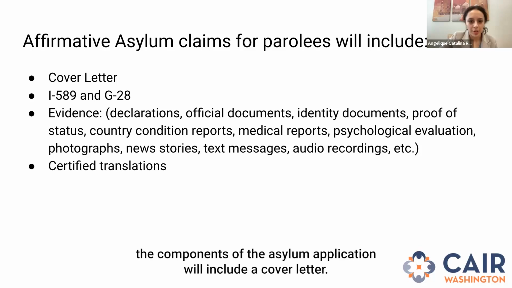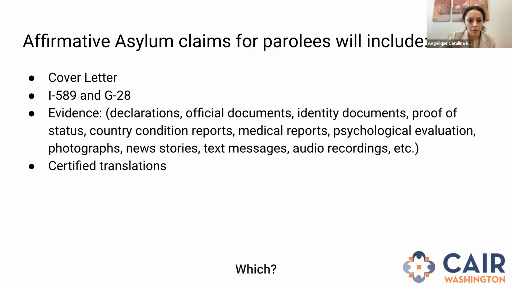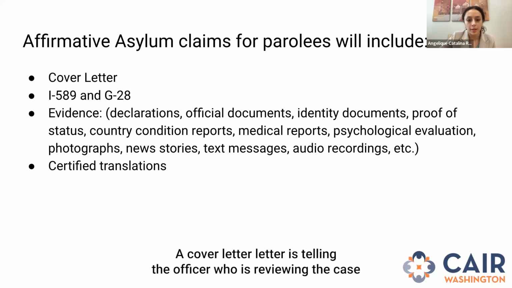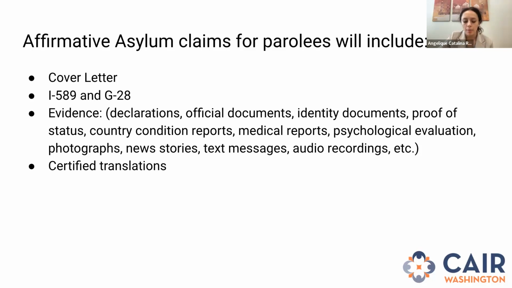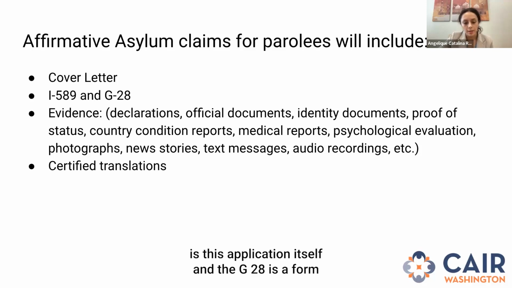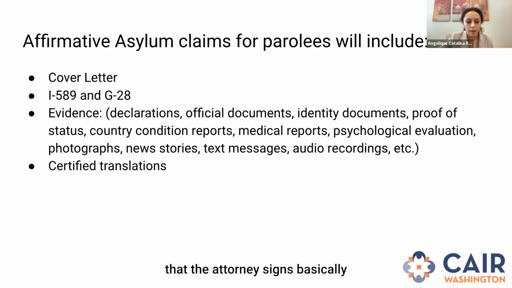So the components of an asylum application will include a cover letter, which is a letter telling the officer who is reviewing the case what documents and evidence is included in the application, and might also summarize the case. The I-589 form is the asylum application itself, and the G-28 is a form that the attorney signs, basically saying that they are representing you.